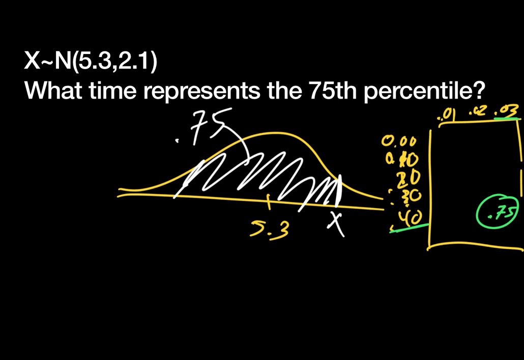I might be looking at a table that only has the tail areas. In that case, I'm looking for the number somewhere in the table that's 0.25, and then I'm looking for its corresponding row and column for that z-score. If you're going to use an online tool, here's what you need to do. Some of you are like, but I'm just going to use the computer. Here's what you have to do.